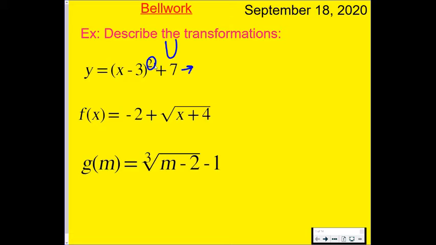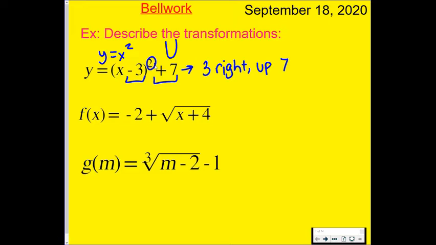So what things did you notice that I added to the graph that's different from y equals x squared? Right, one thing I did is I minus 3. Remember, that tells us to move the graph 3 to the right, the opposite direction. And then the plus 7 tells me to go up 7 units. That's all you'd have to say on that one. 3 right, up 7.